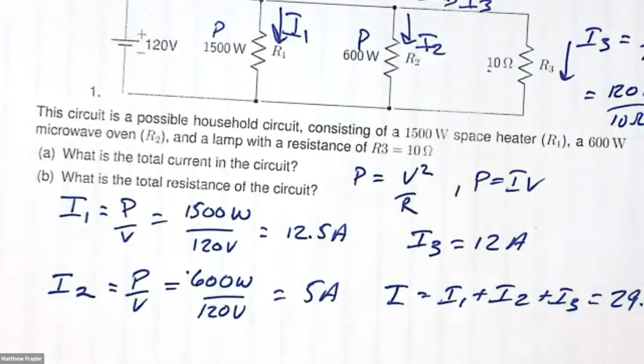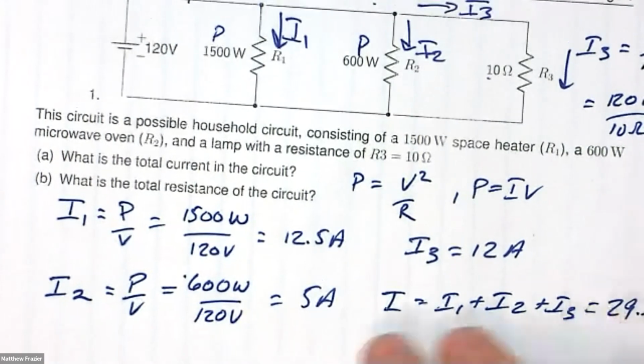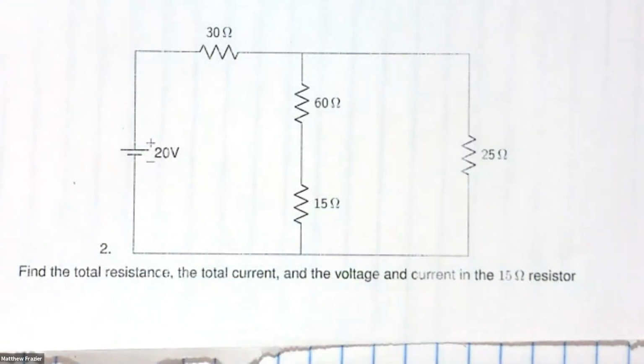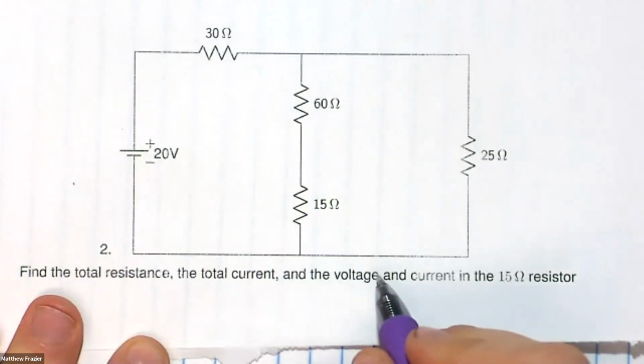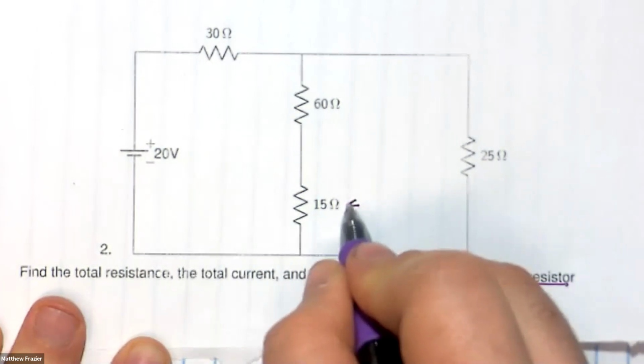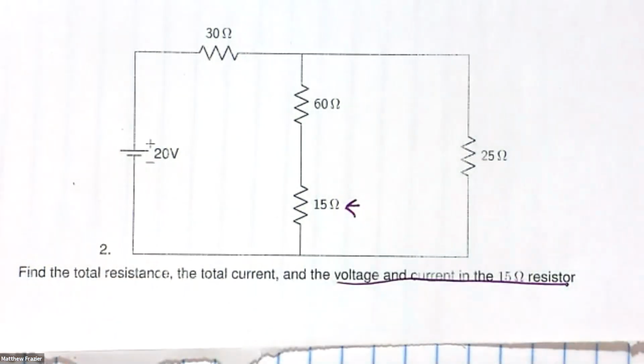So that was a straight circuit where everything was in parallel and you had some odd information. What we'd like to do is try a more complex circuit. We have a goal here. We want to find the total resistance, the total current, and the voltage and current for the 15 ohm resistor. That's that resistor. We have a circuit with a 20 volt battery, a parallel branch, and some stuff in series.